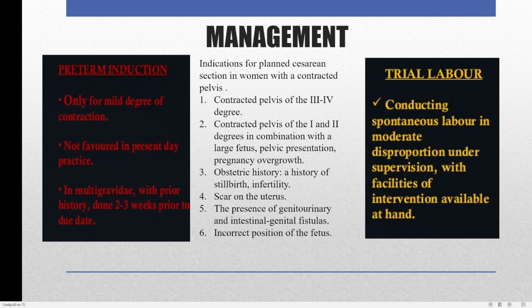Obstetric history: if in anamnesis there is stillbirth or infertility or some other problems. If there is a scar on the uterus, the presence of genitourinary and intestinal genital fistulas, or incorrect position of the fetus. It's not only malpresentation, but abnormal engagement in case of cephalic presentation, yes, brow, vertex, and face. But also if there is oblique or transverse lie of the fetus.